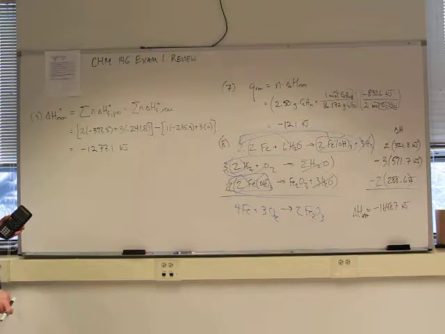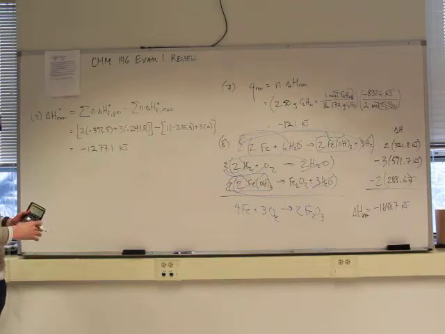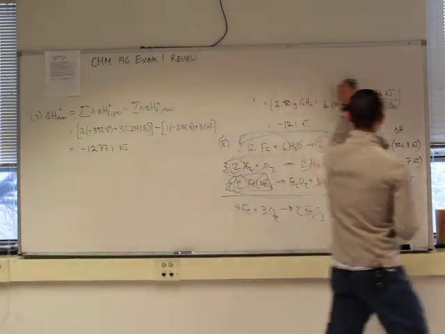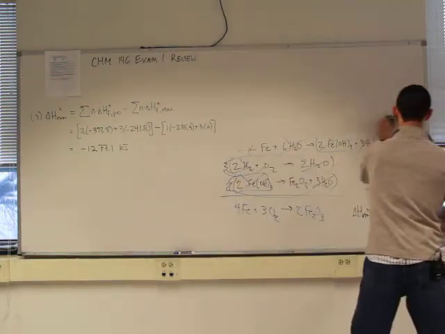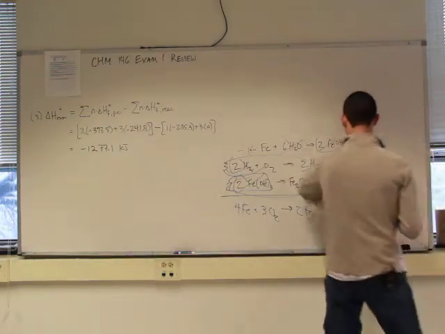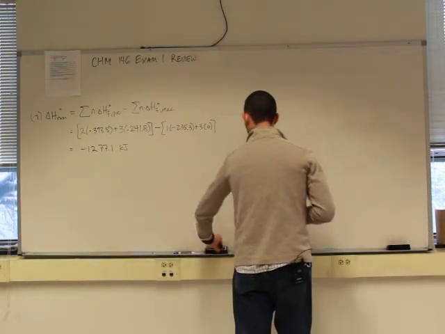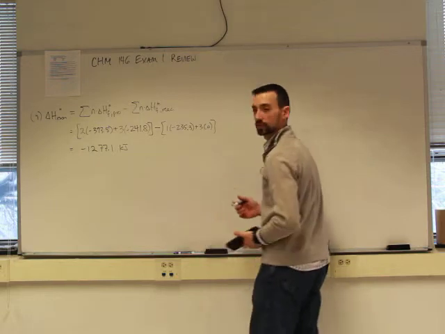We've got enthalpy of formation. What is the amount of heat released when so many grams react to produce ammonia? Okay, so we've got some stoichiometry involved here. So we need a balanced equation to do this reaction.